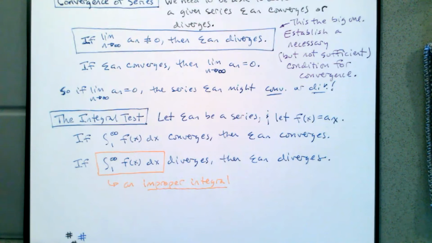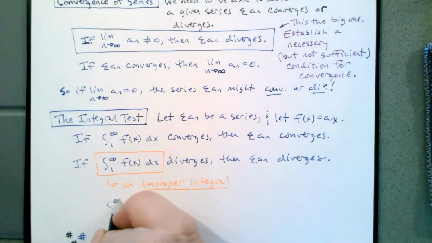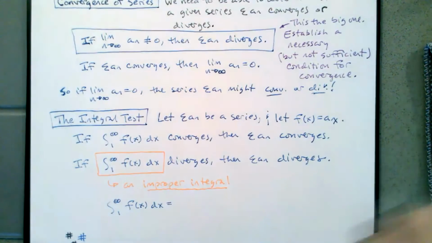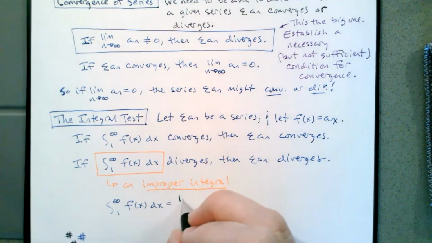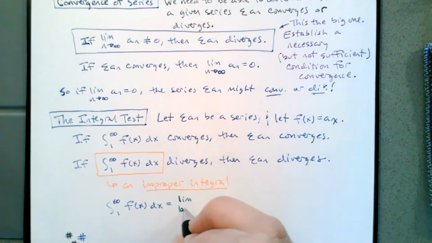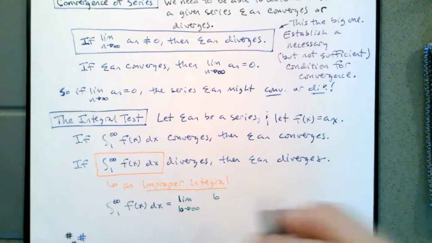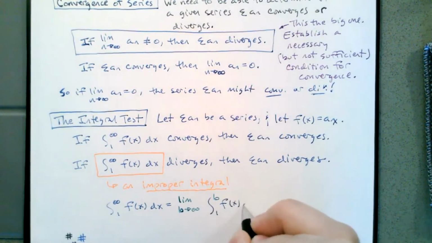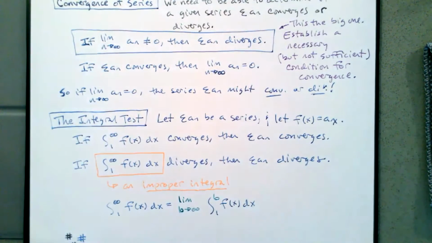We plug in infinity by doing the calculus thing to plug in infinity. We just replace the infinity with a limit. So to evaluate the integral from 1 to infinity of f of x dx, we take the limit as b goes to infinity of the integral from 1 to b of f of x dx. This is how we plug in infinity in calculus.